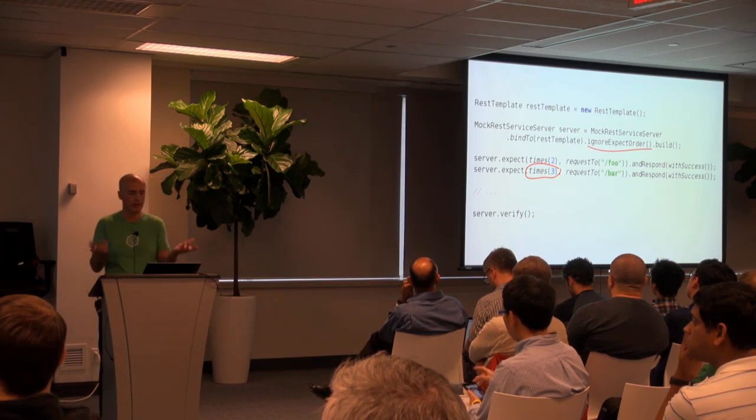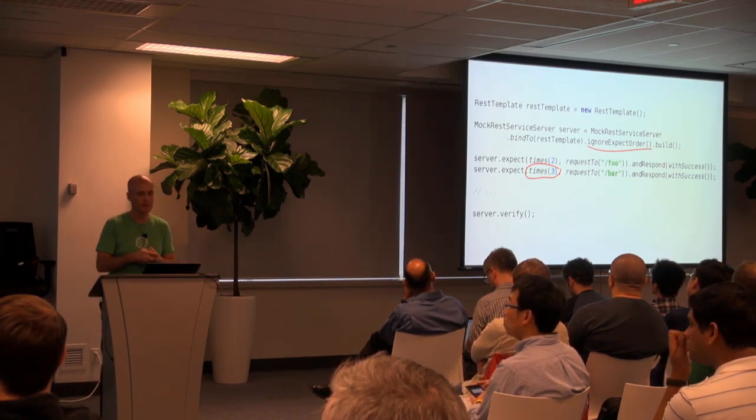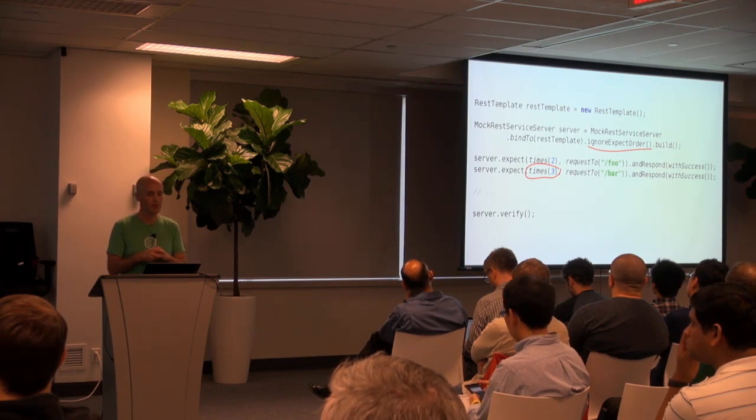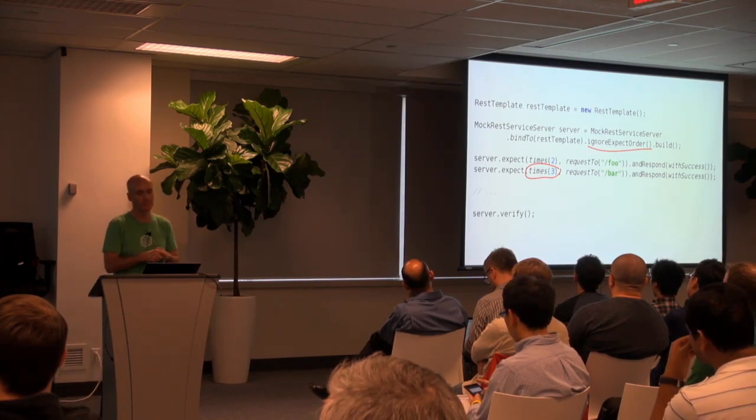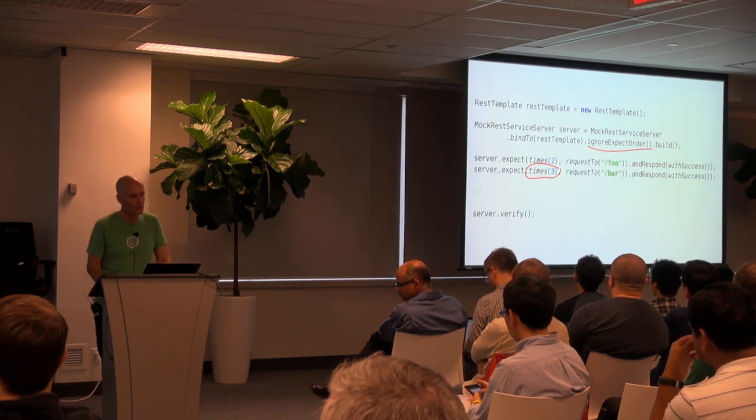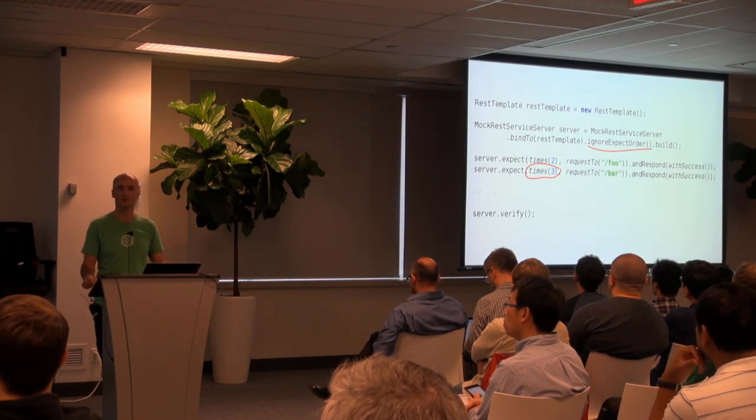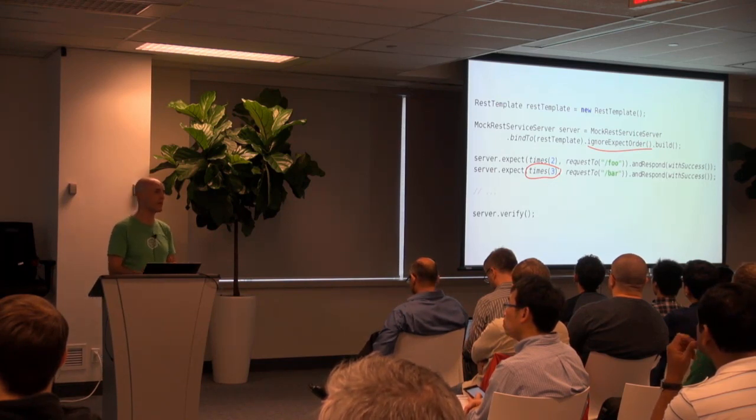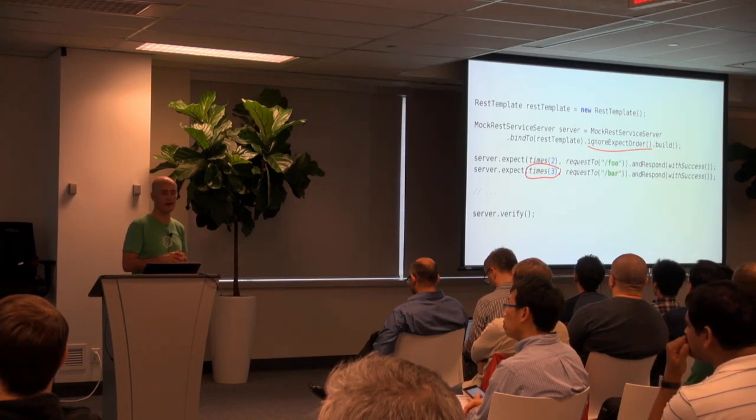So you can see here we're creating a REST template. Then we're creating a mock REST service server, and we're binding the REST template to that server, which basically injects a custom request factory. This is the syntax for doing that, and then you can declare that a request to a particular URL should respond in a specific way. So you can literally provide all the responses that should be given back to the client.